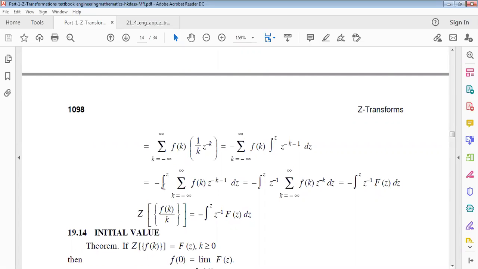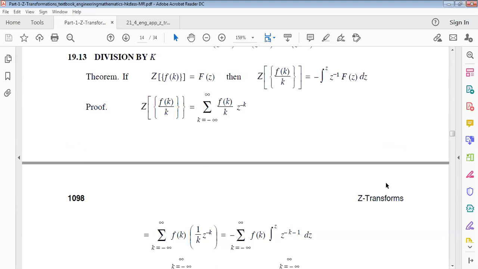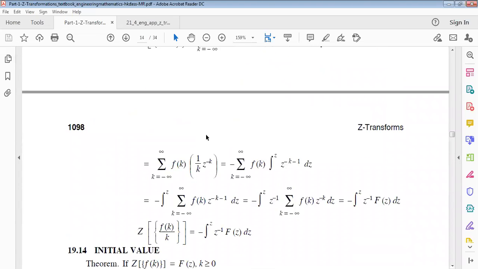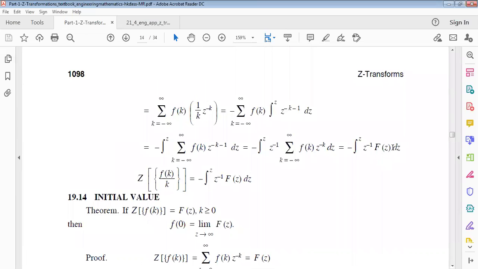So this equals the integral of summation k equals minus infinity to plus infinity f(k) z to the power minus k minus 1. And this equals minus integration of z to the power minus 1. We can find z to the power minus 1 from this power. So f(k) z to the power minus k, according to the definition of z transformation, this whole term can be written as F(z), because this equals F(z). Okay, this is the definition of z transformation. So our theorem, this can be written as minus integration of z to the power minus 1 F(z) dz. Understand? Very interesting.